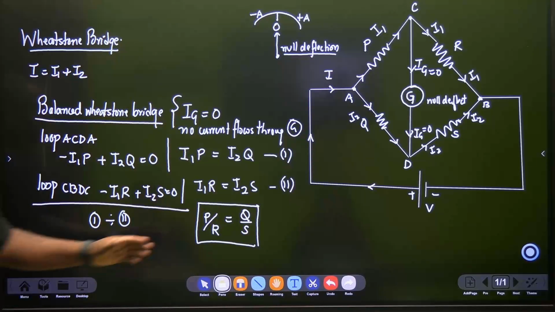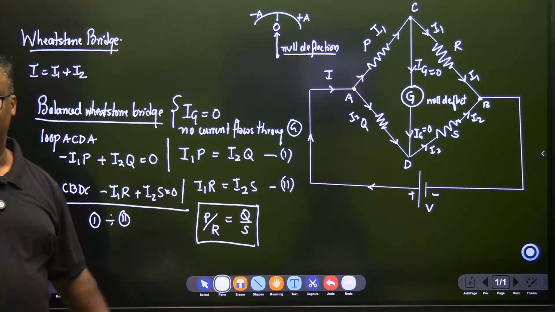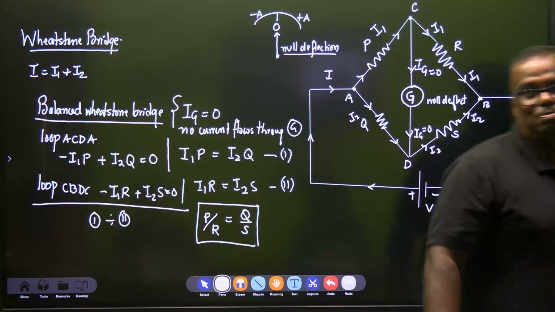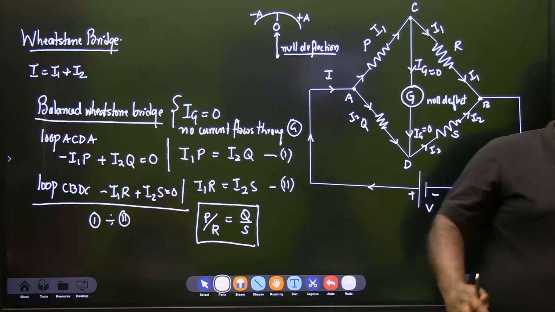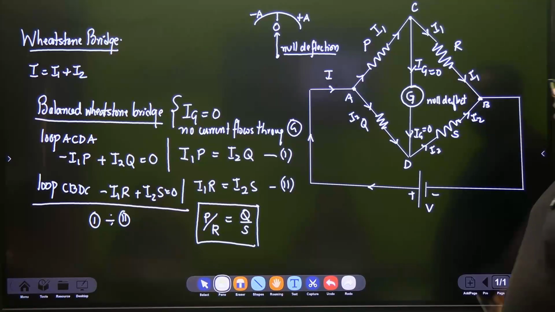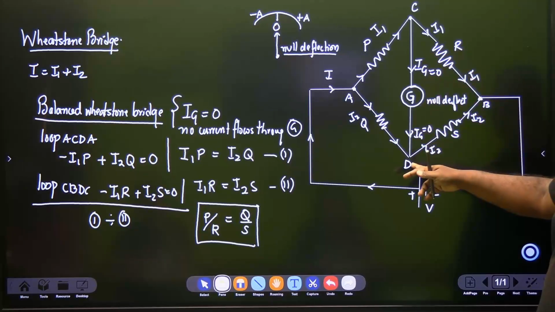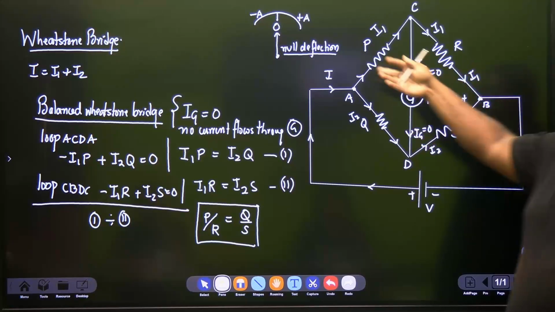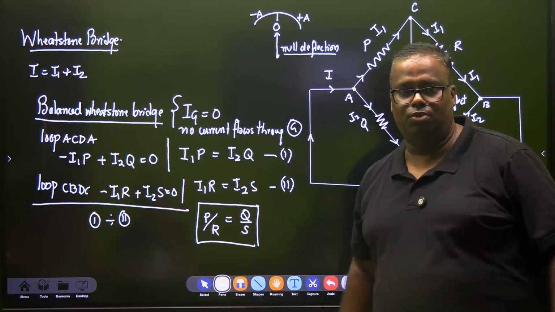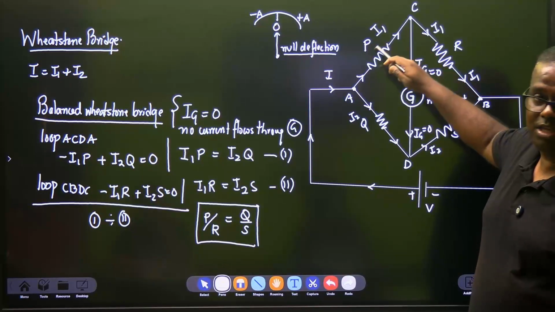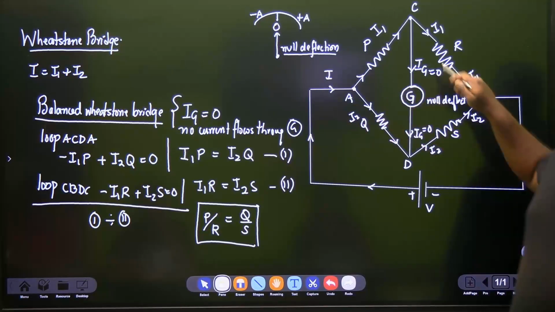This is the condition of balance of a Wheatstone bridge. And why did I write it? Because from our school days, we have been familiarized with this formula, P by Q equal to R by S. What does this mean? It means in a combination of a Wheatstone bridge, if you set it up in such a manner that you can make IG 0, if 3 resistances are known, the 4th resistance can be found out using this formula. And always remember, it's always like this: P by Q is equal to R by S.